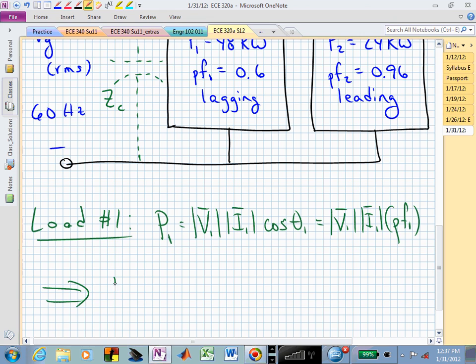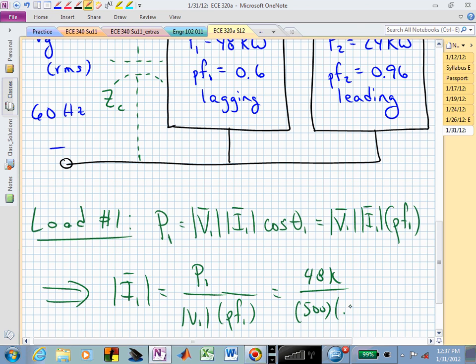Meaning we can now solve for the magnitude of I1, and that's simply going to be P1 over V1 times power factor 1. And P1 over power factor 1, last time we simply called that the apparent power. So there are all sorts of ways to write these expressions. This was 48K, this was 500, and this was 0.6. If you do the computations, you end up with the RMS magnitude of the first load's current being 160 amps. That's what's needed with the 500 volt supply voltage to produce 48 kilowatts of real power at a power factor of 0.6.